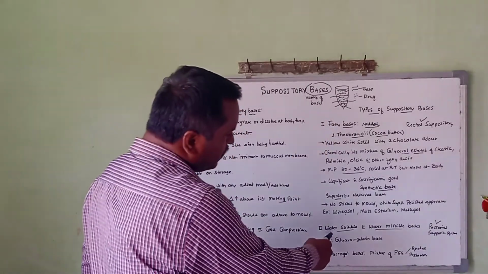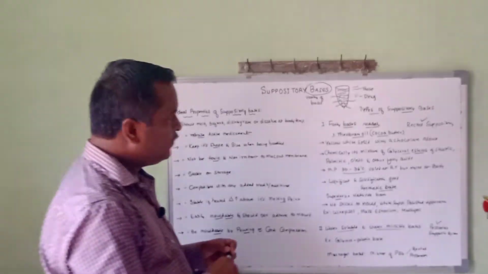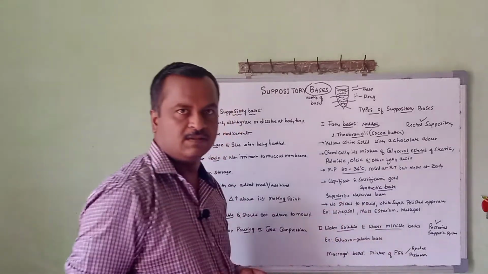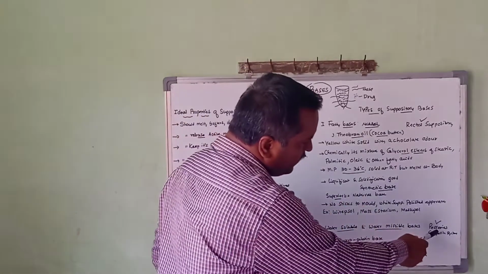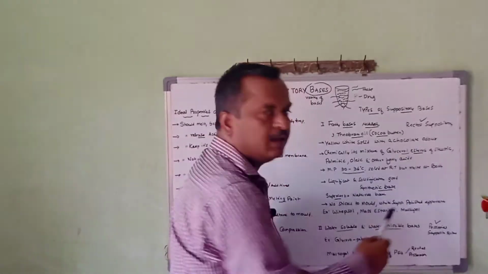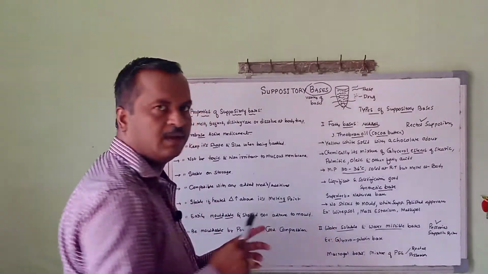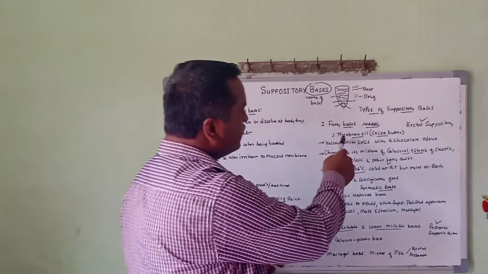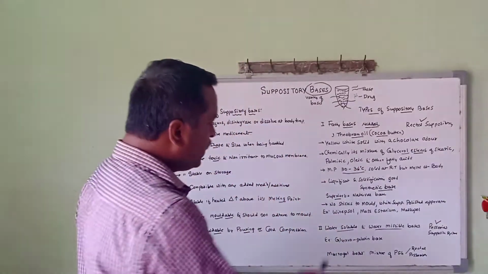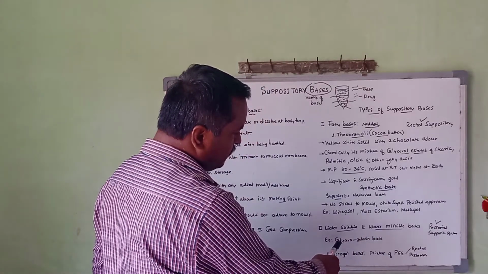Next comes the water soluble and water miscible bases. Another type of bases, what is that, water soluble and water miscible bases, and these bases are mainly used for pessaries, and additionally the rectal suppository. However, this base is very suitable for the pessaries. However, theobroma oil is most suitable for the rectal suppository. Again, in water soluble and water miscible bases, there are two examples.